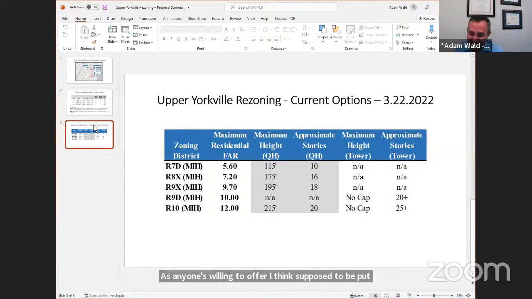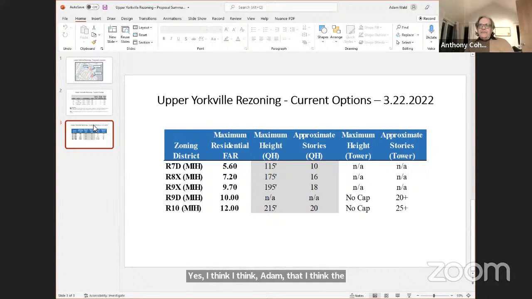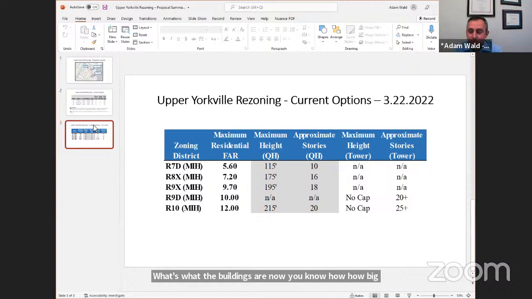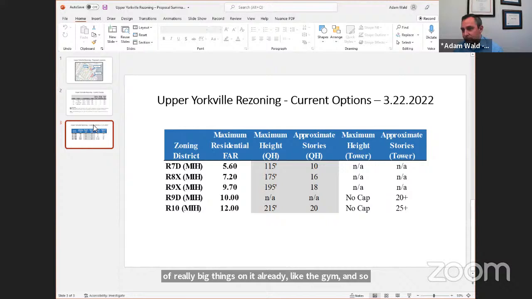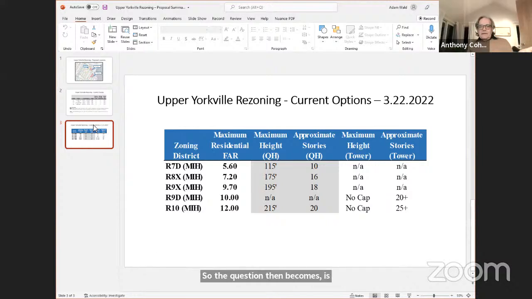Yes, I think, Adam, the next step is that sort of analysis of what the buildings are now. You know, how big are they? One of those blocks has a bunch of really big things on it already, like the gym. And so the question then becomes, how fine grained is the change, and what's the most appropriate way to approach that? And I think the key to the attractiveness of this is the notion that it encourages rental housing, which in turn will mandate affordable housing.